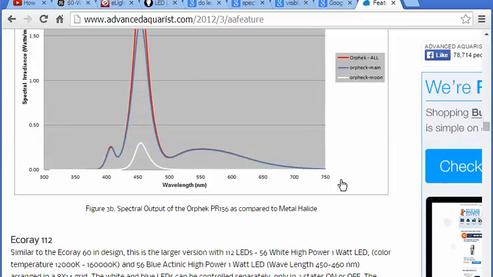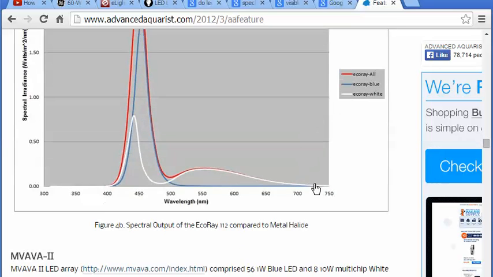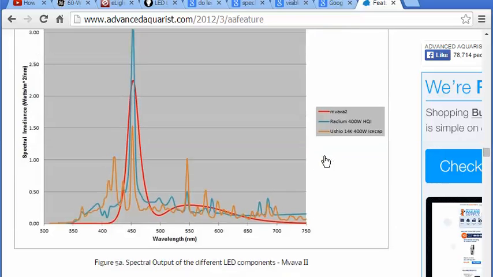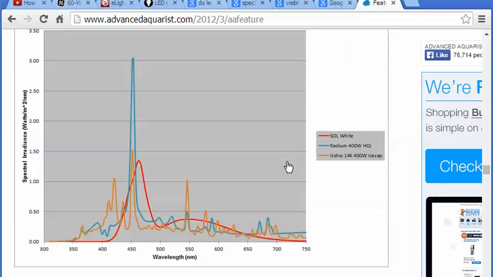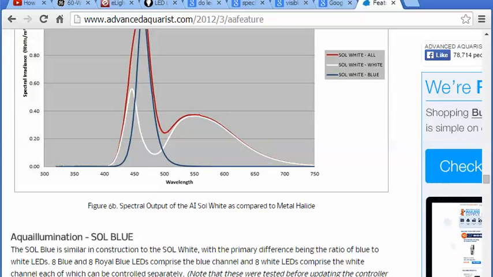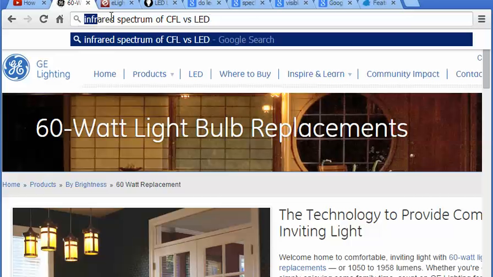Now, I have a feeling that none of this is going to explain why LEDs in general use less power than CFLs. If that's true, the reason that one bulb uses less power than the other is not going to be seen in the visible spectrum, but in some other spectrum. So I should be searching for something like infrared spectrum of CFL versus LED.